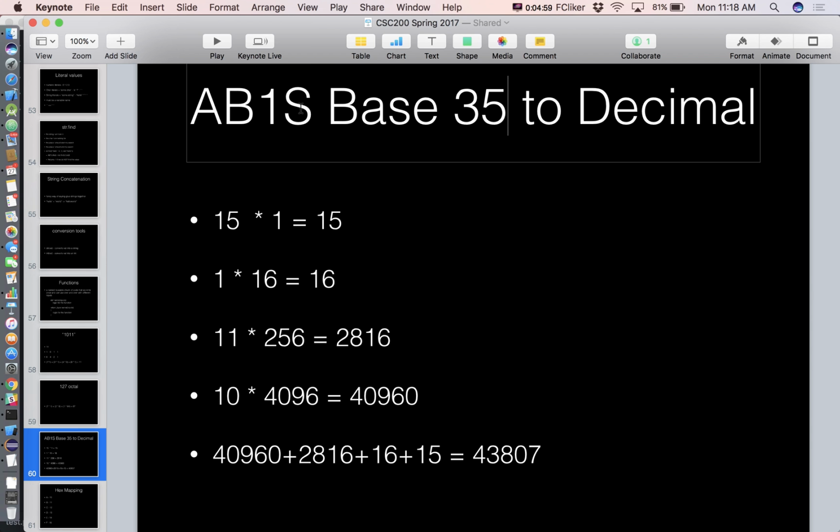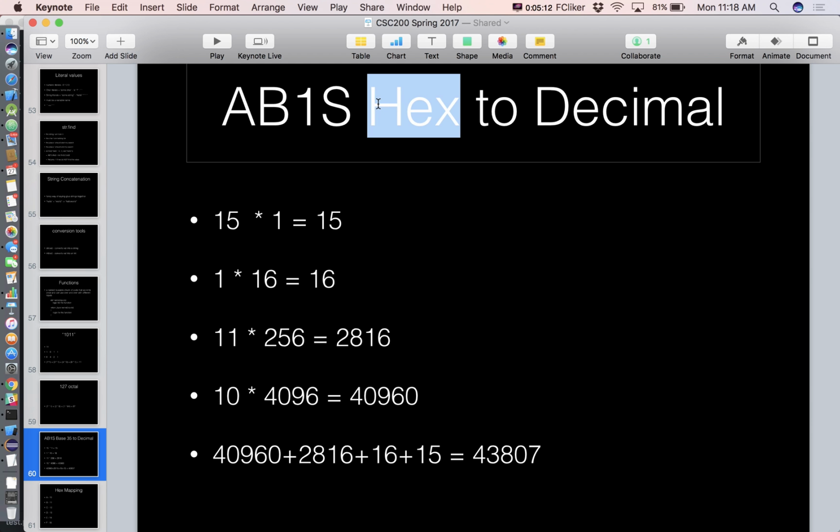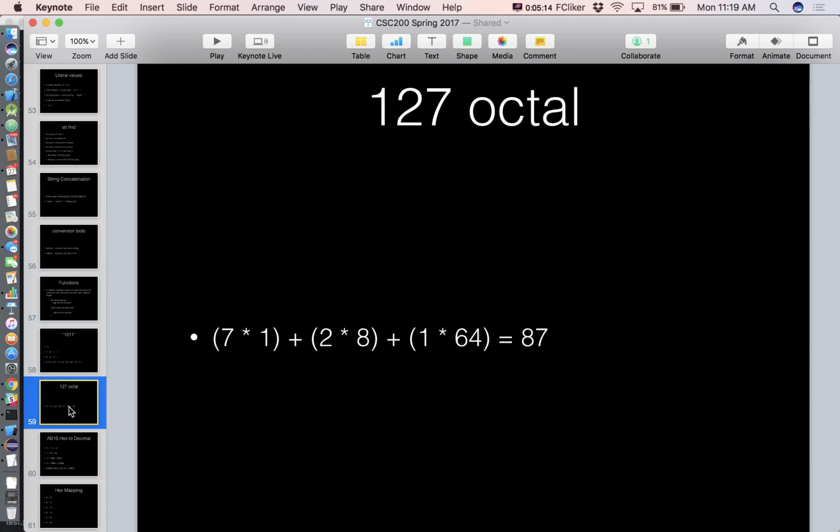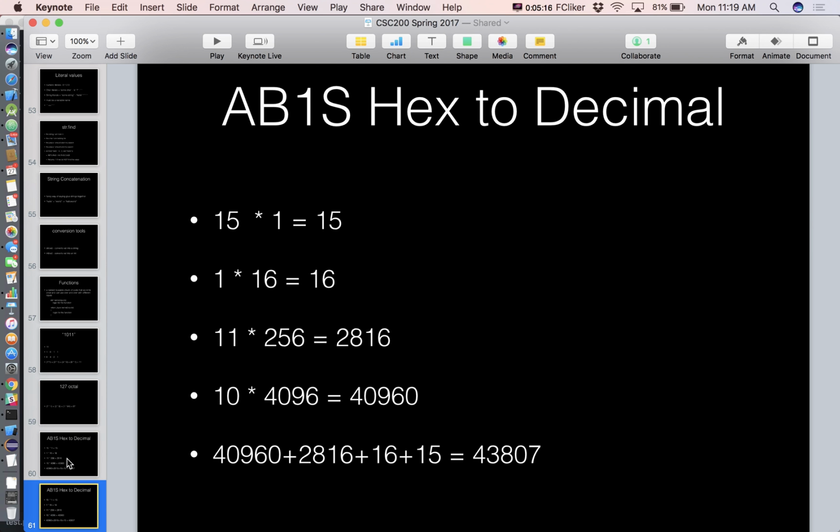This is the 35 to the zeros place. This is 35 to the ones place. This is 35 to the twos place. This is 35 to the threes place. So if I were to say convert this number from base 35, let's just do it real quick, but we'll do it in a separate slide as an example.